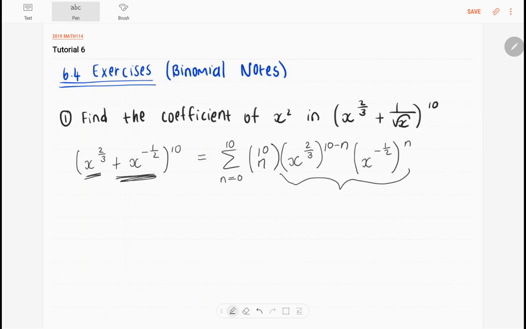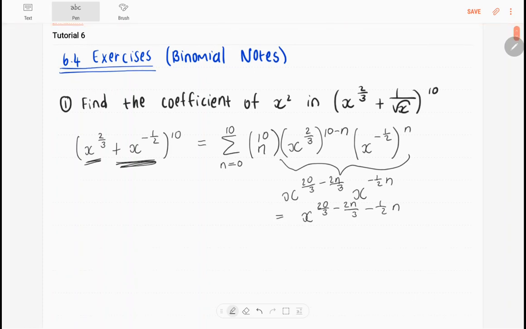So let's see what we get when we multiply them. Firstly, let's multiply the exponents in. Then we get x to the 20 over 3 minus 2n over 3, and we get x to the minus a half n, which then gives us x to the 20 over 3 minus 2n over 3 minus a half n. We want to know when this is equal to x squared. So that means that exponent has to equal 2.